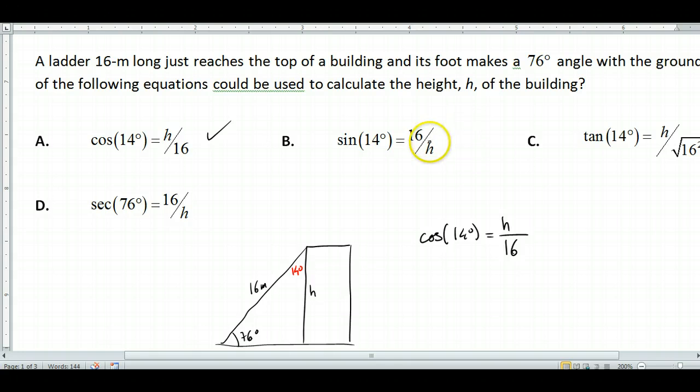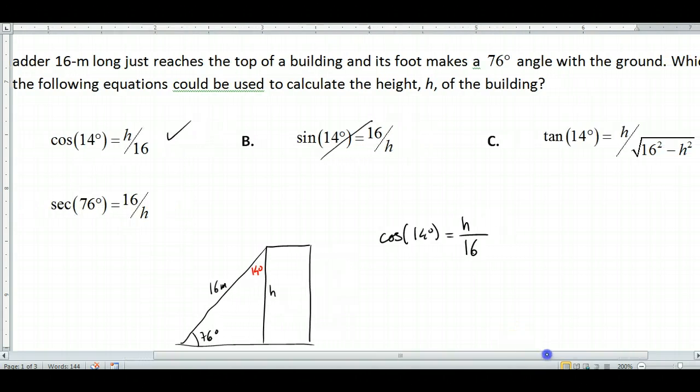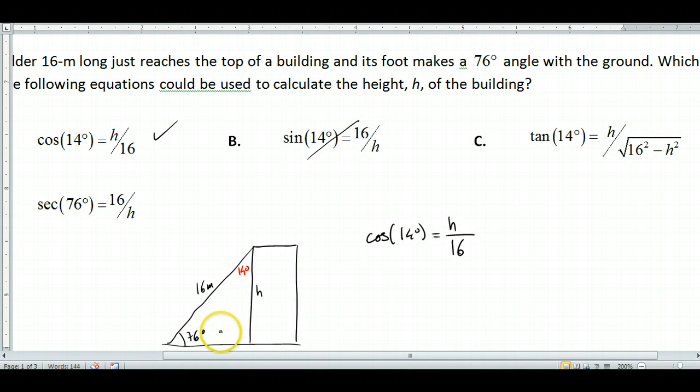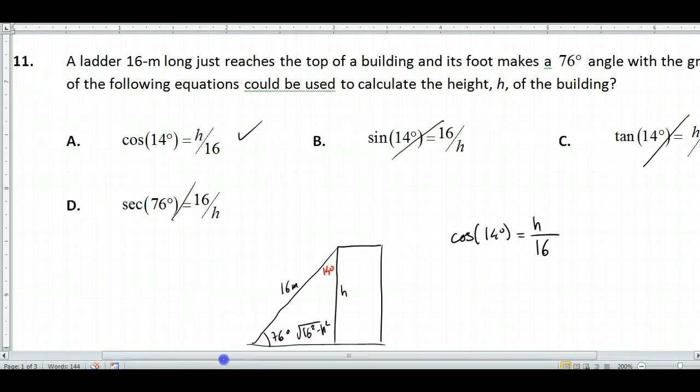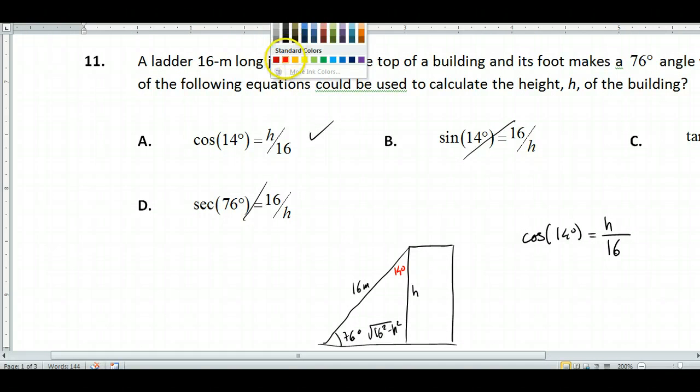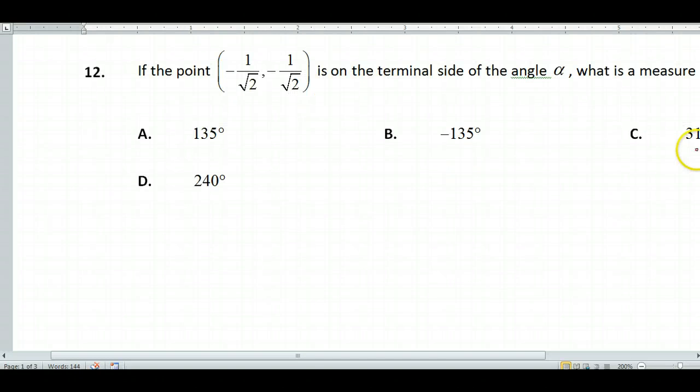Let's look at the others. Well, that would not be working. Tangent 14. So let's see, this side right here would be measuring the square root of 16 squared minus h squared, but the tangent wouldn't be h over that, it would be this over that, so this is false. And the secant of 76, we don't play with h for the secant, so actually it was the first one I found, right? Here we go, A.